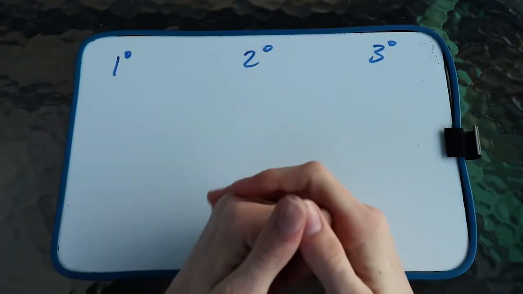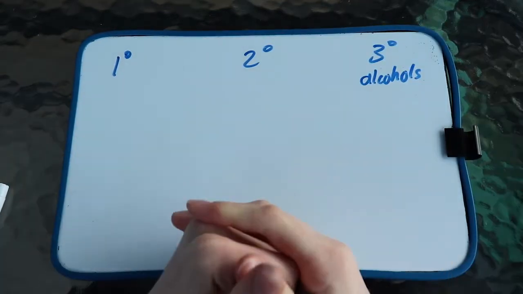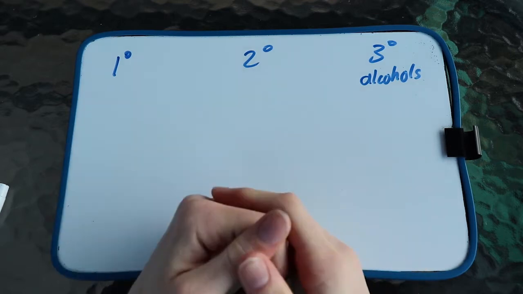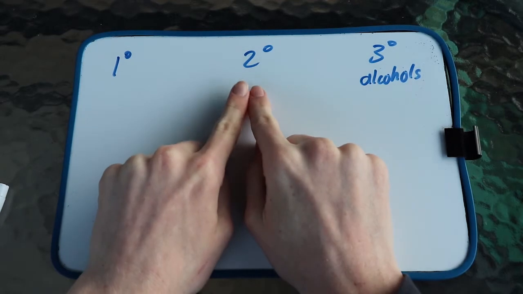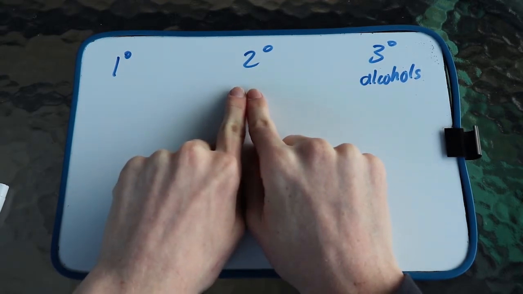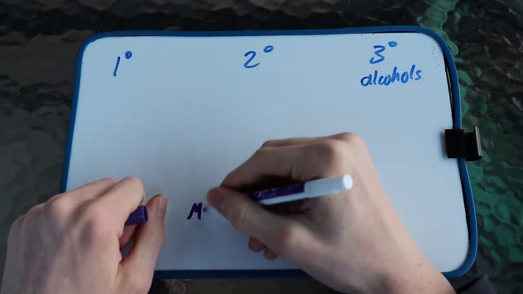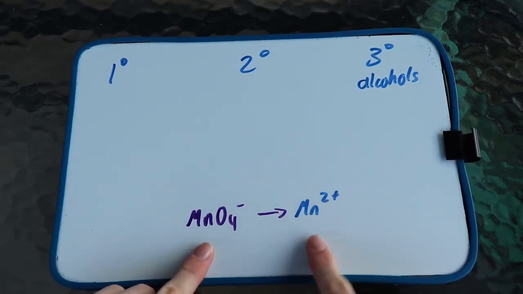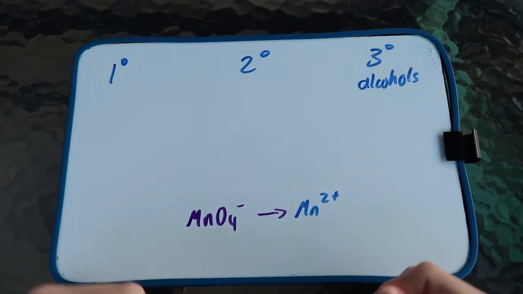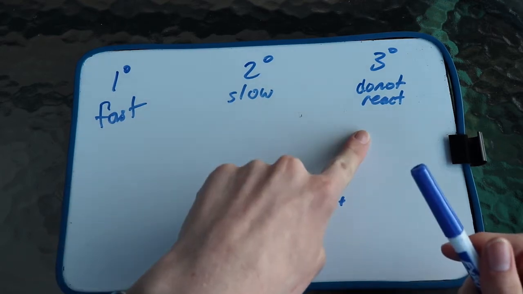And this actually provides quite a useful test. If we wanted to test between primary, secondary, and tertiary alcohols, how could we carry out this test? Well, we know that primary alcohols will oxidize very quickly, secondary alcohols oxidize slower, and tertiary alcohols do not oxidize at all. And one of our catalysts, MnO4-, as it undergoes this reaction, changes from purple to colorless. I don't have a colorless texture, obviously.